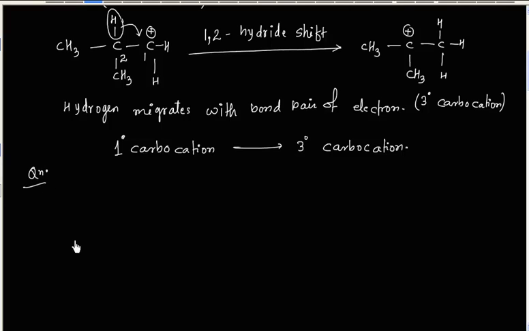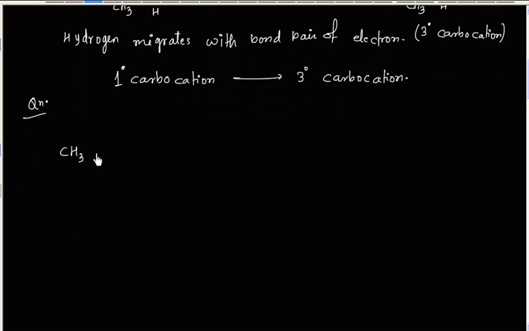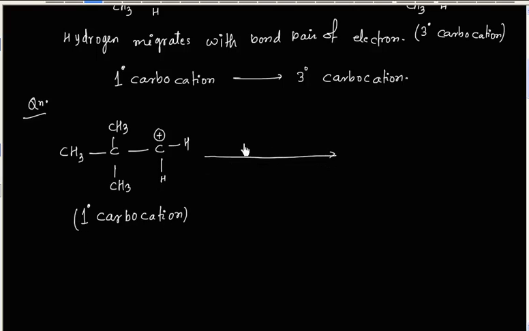Now let us try this problem. This time again we have a 1 degree carbocation. So this carbocation is a 1 degree carbocation. It can rearrange to give a more stable carbocation. You have to write a structure of the more stable carbocation.